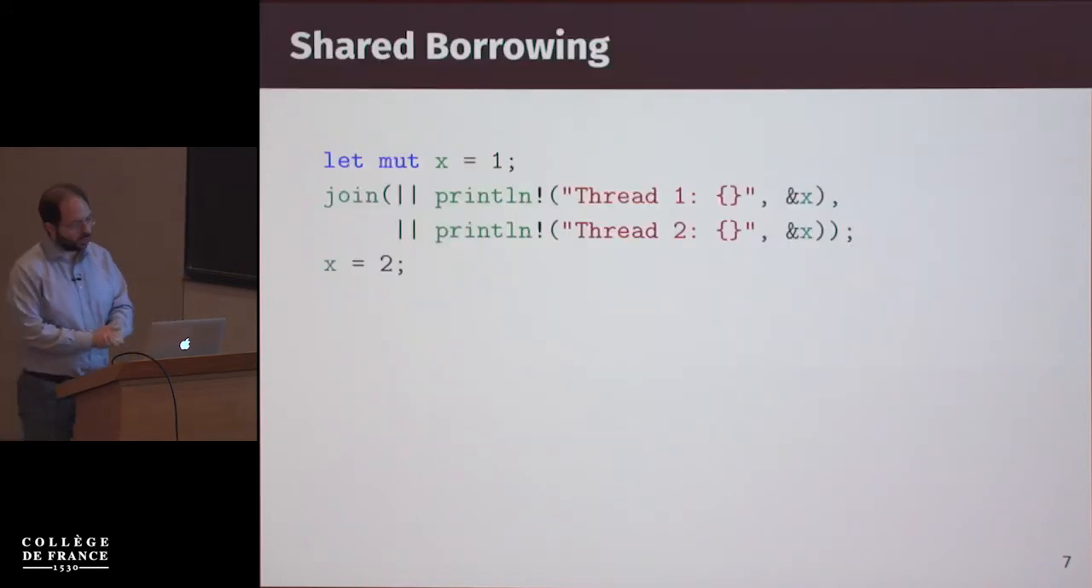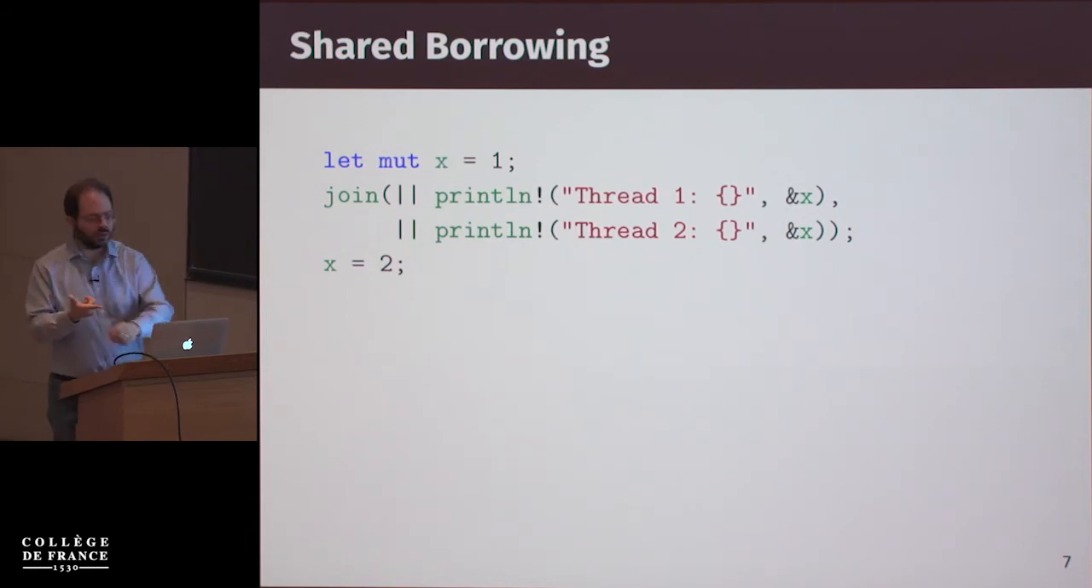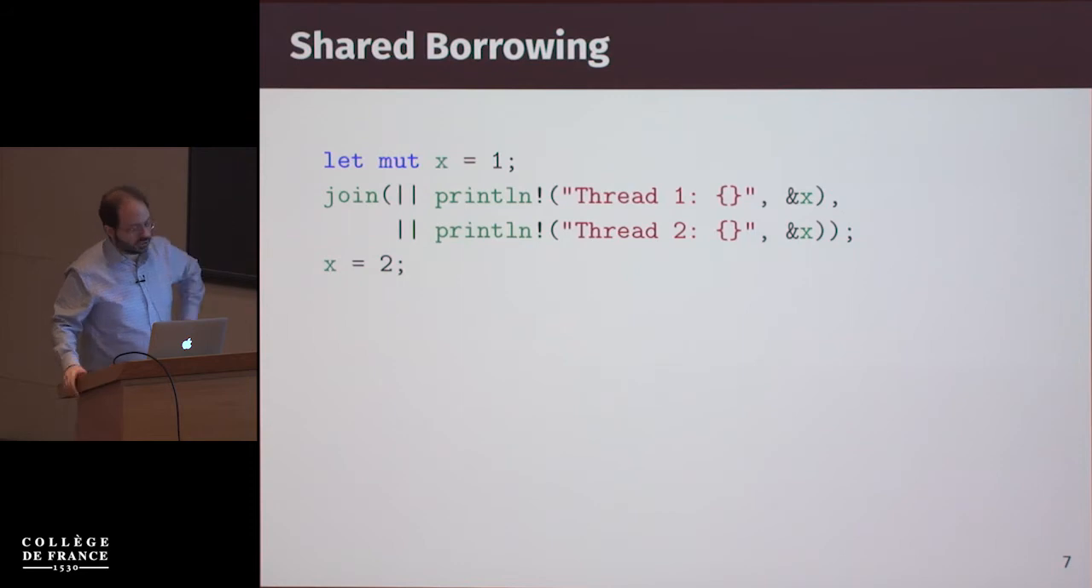Okay. So we saw fully owned objects and mutable references. A third thing is shared references. Here's a very simple example of where you want to allow aliasing. With full ownership and mutable references, you have mutation but no aliasing. With shared references, you have aliasing but no mutation.